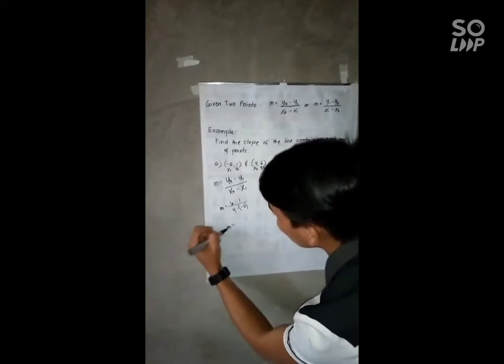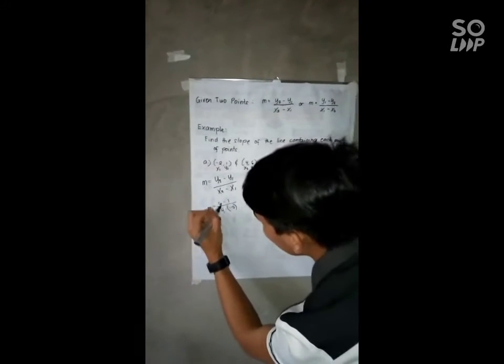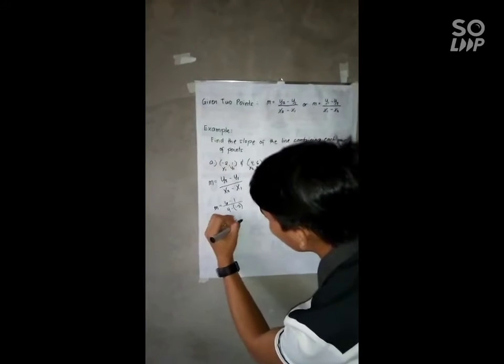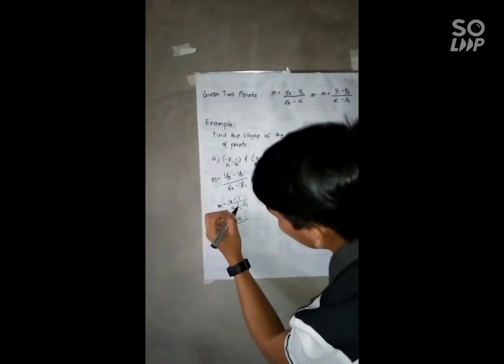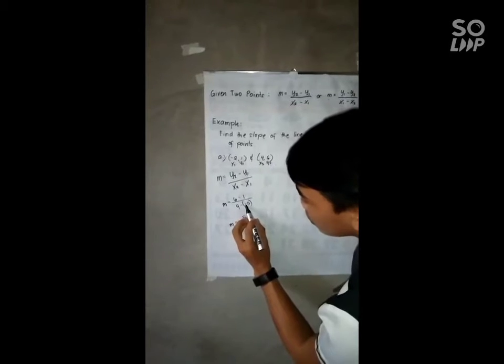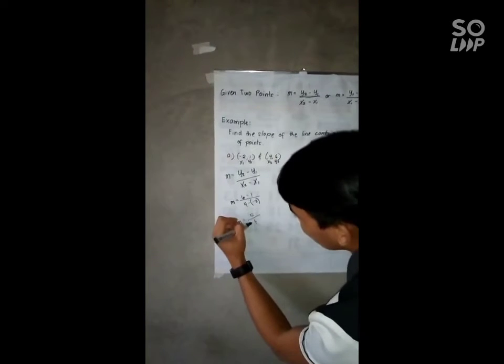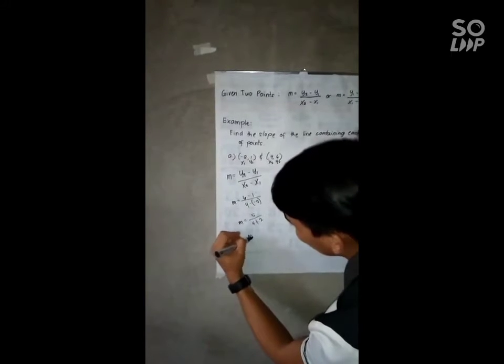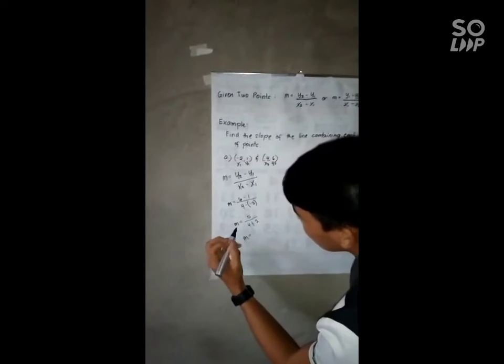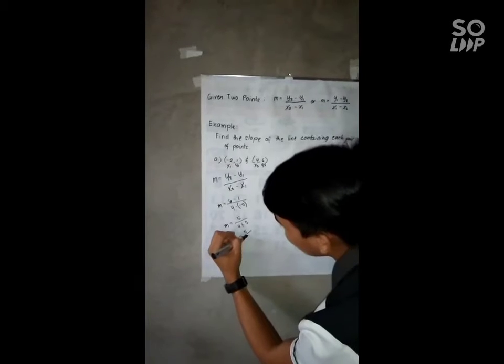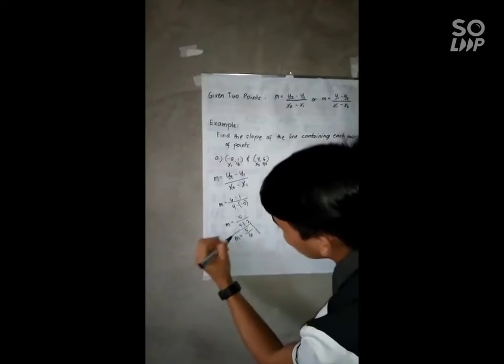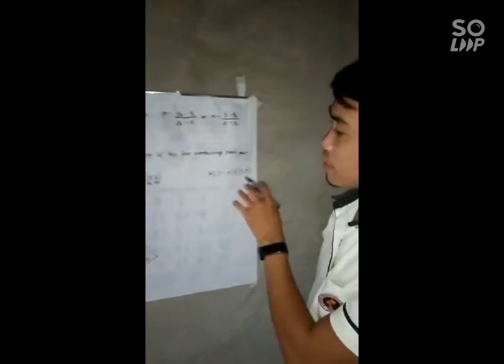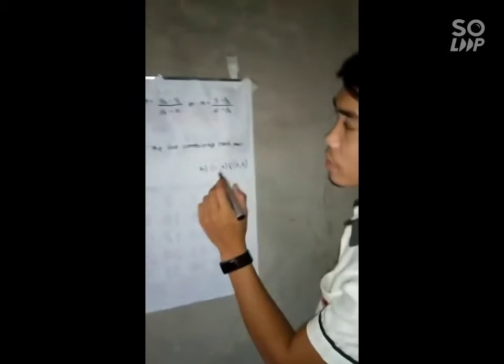So simplify. 6 minus 1 is 5 over 4. Negative times negative is positive, so 4 plus 2. So our answer for the slope is 5 over 6. This is our slope.